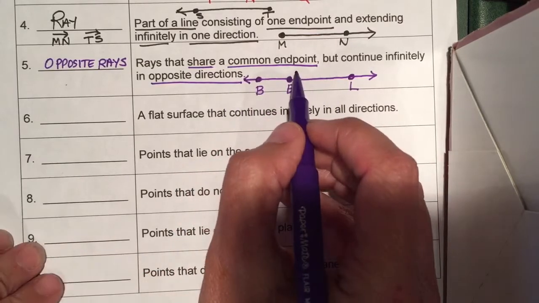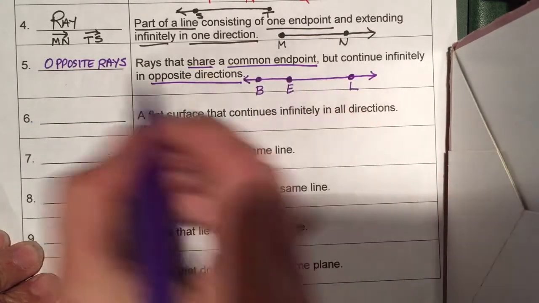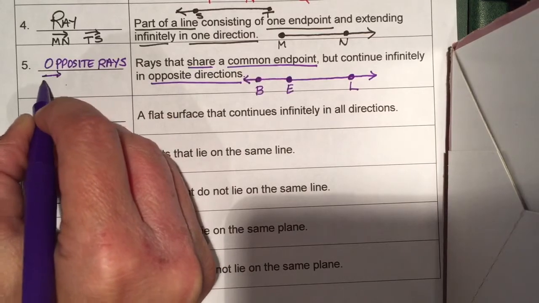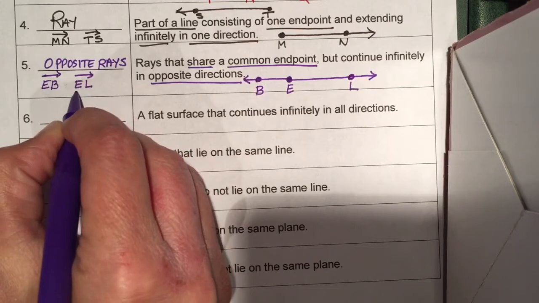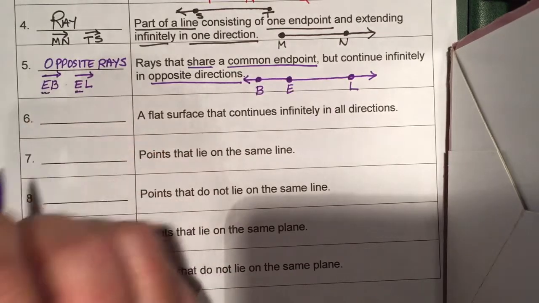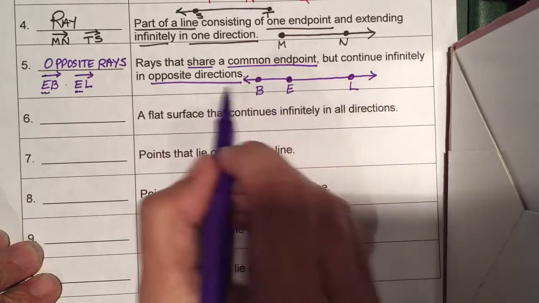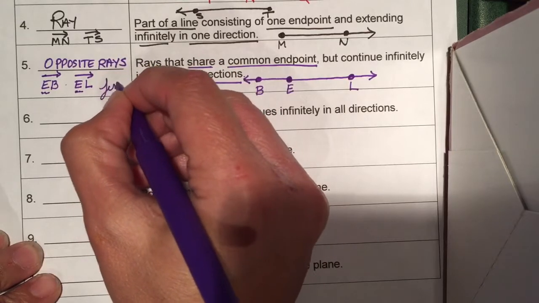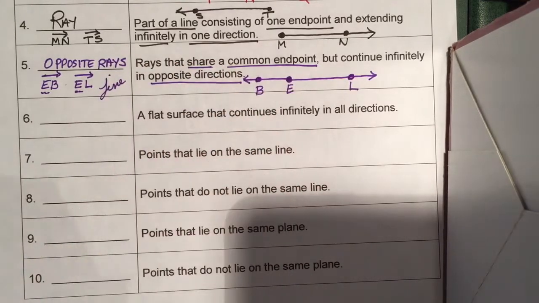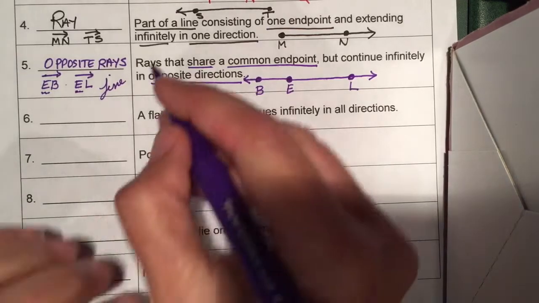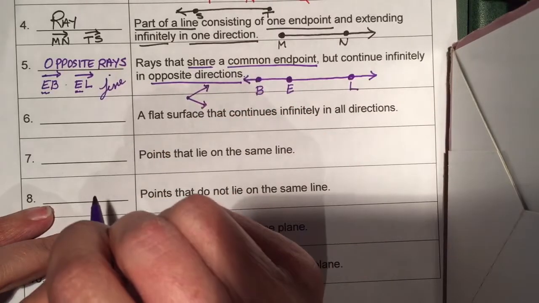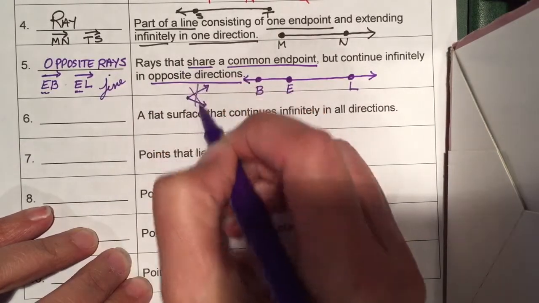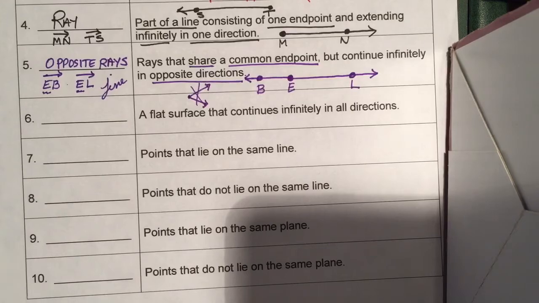If I were to separate those, you would see that these 2 opposite rays are ray EB and ray EL. Notice they have the same starting point, E. And what you notice is two opposite rays actually will form a line. But they have to start at the same point and go opposite directions. These are not opposite rays. Those are different rays, but they're not opposite rays because they're not going opposite of each other.